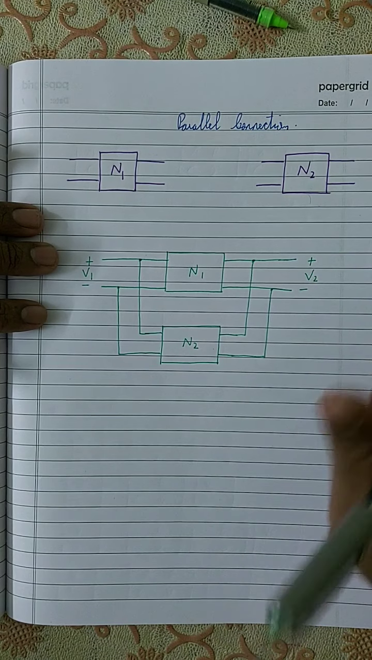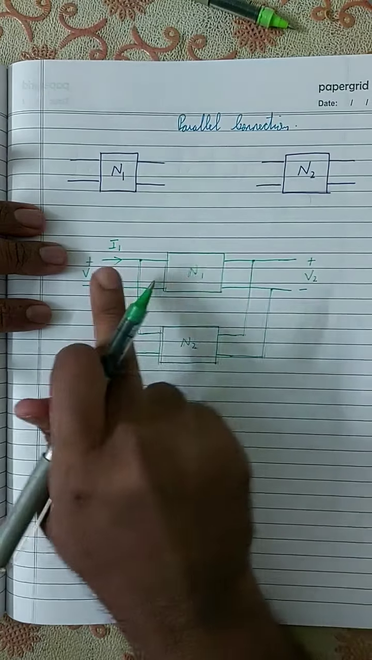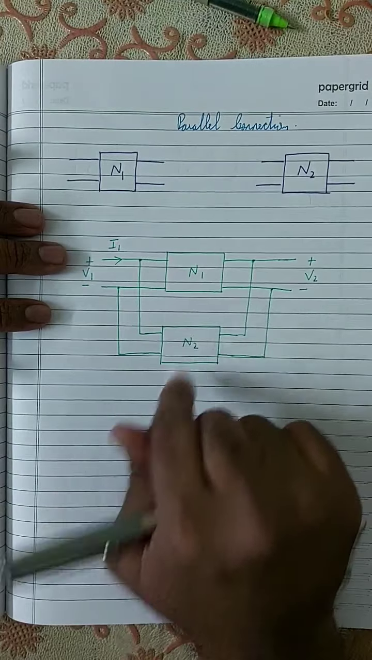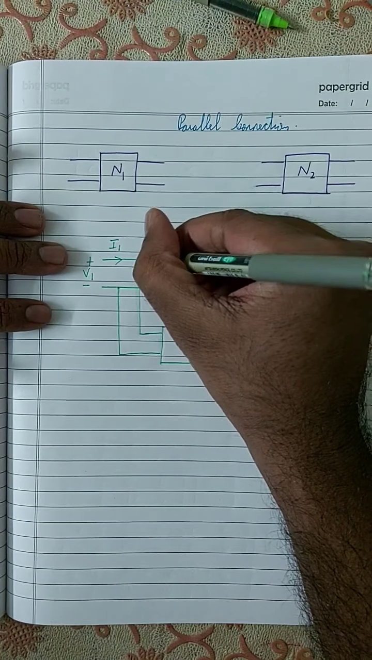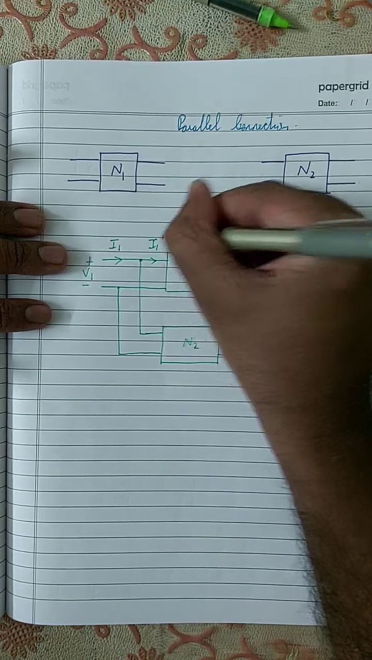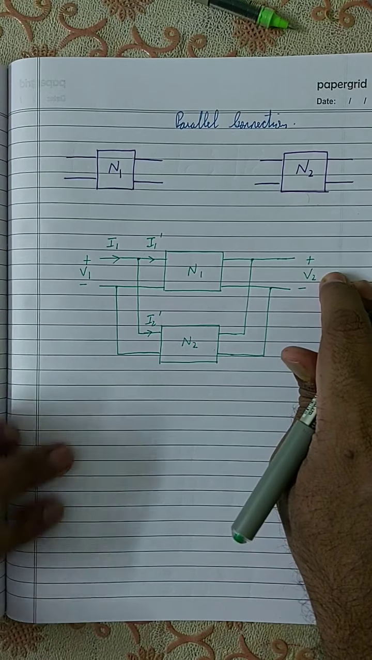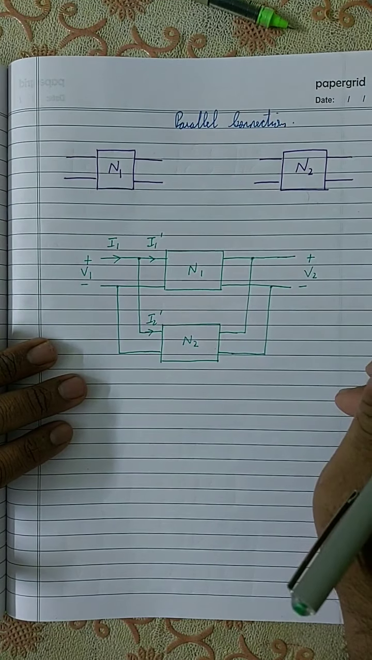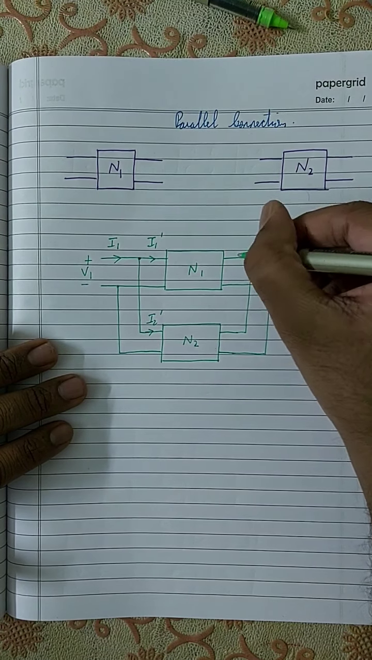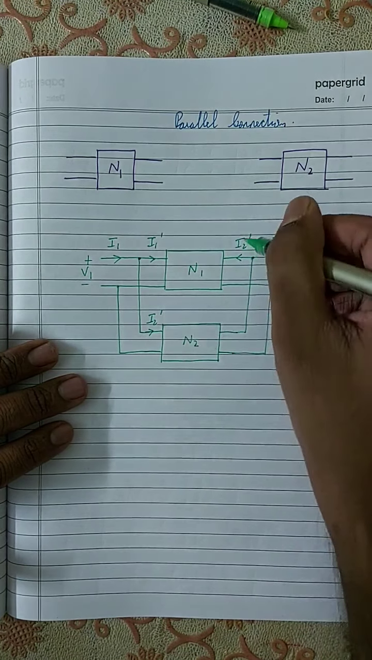The other thing is that the current gets divided. If there is a current called I1 over here, that current will get split into two different networks. The current in network N1 is I1', and the current in network N2 is I1''. Same in the case of the output current also. If there is a current called I2 like this, then that current will get divided into I2' and I2''.